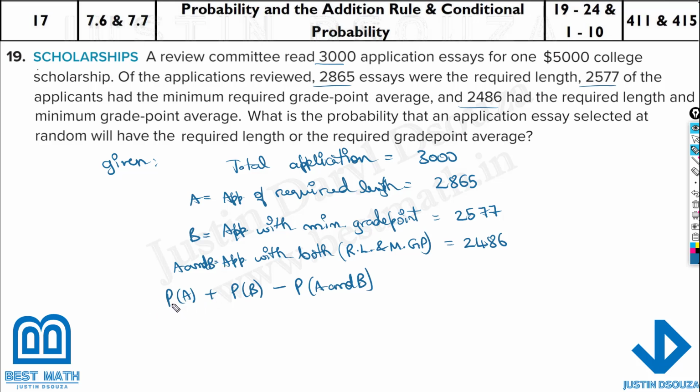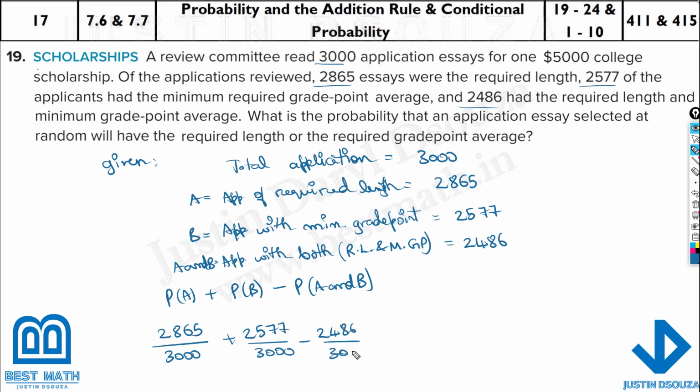How do you write the probability? It is 2865 divided by the total. How much is the total? It's 3000, plus 2577 divided by 3000, minus the common.